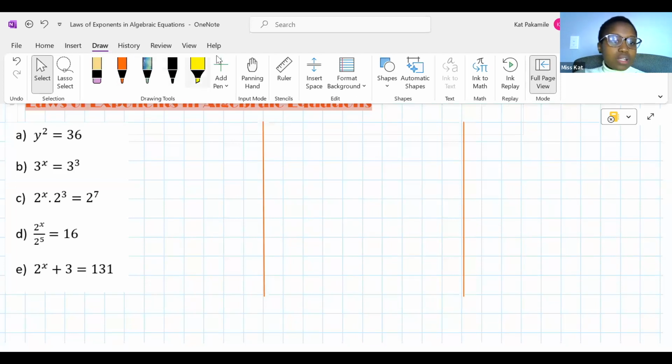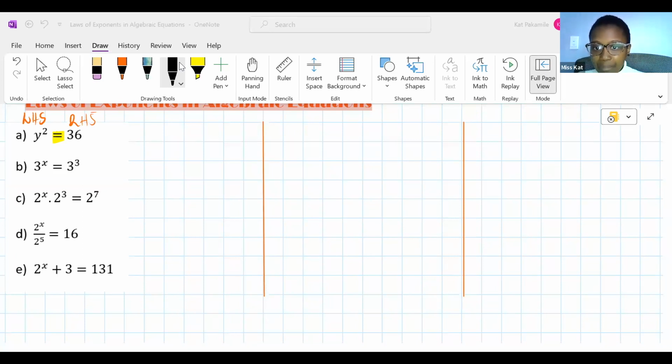Okay, so now let me reiterate. So in equations, we said this equal sign is literally telling you that the left-hand side is equal to the right-hand side, right? So now we're going to find the numbers that make these statements true. Let's look at A. A says a certain number, which we don't know at this point, so we're calling it y, squared is equal to 36. What squared is equal to 36? What is that certain number? 6. How did you get that, Zekatelo? Do you want to tell us how you got 6?